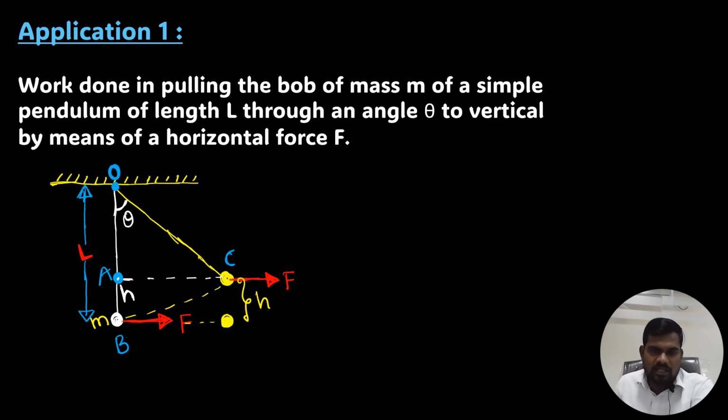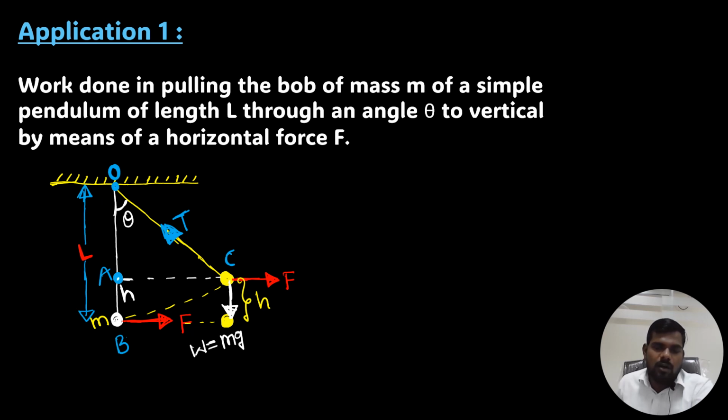We are taking a string, so there is a tensional force acting. The tensional force always acts away from the object. The bob is the object, so the tension acts away from the object, along the string but upward. This is the tension. Similarly, at the bob the weight acts downward like this. This is the weight, m into g.